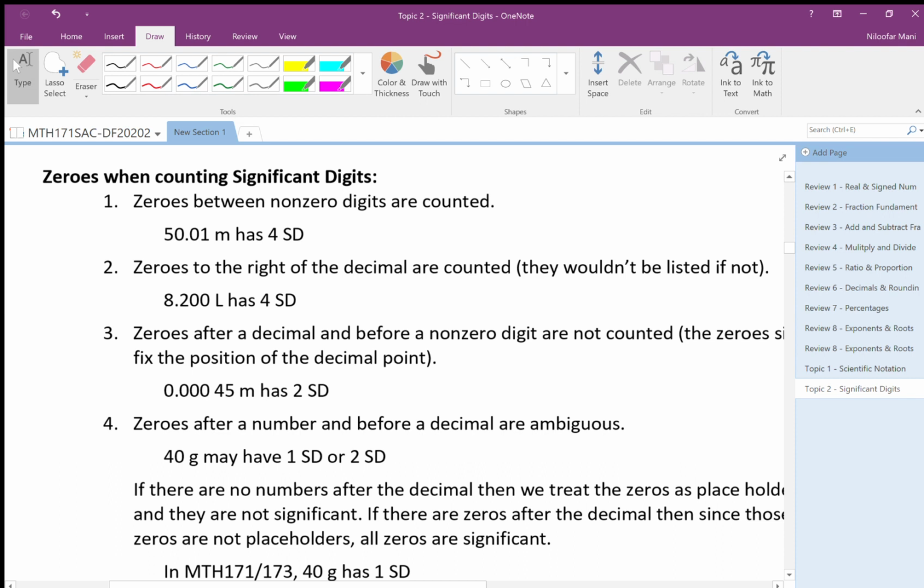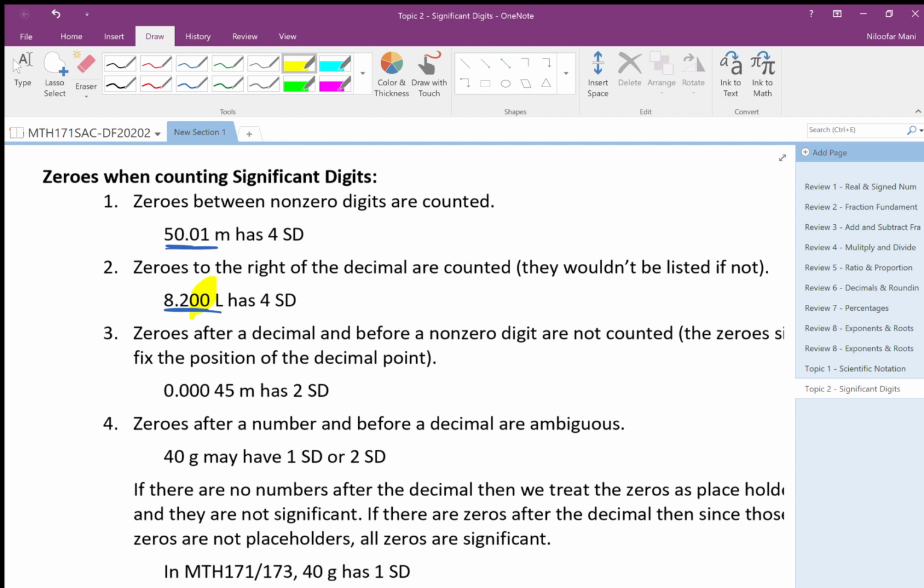Zeros are a problem, so I want to emphasize them more. Zeros between non-zero digits are counted, so you have to count them if they are between non-zero digits. Zeros after the decimal, you have to count them. As I said, 8.200 is just 8.2 for my calculator, for me. When I don't mention them, I don't need to mention them. When I mention them, it's important. So after the decimal, I count them.